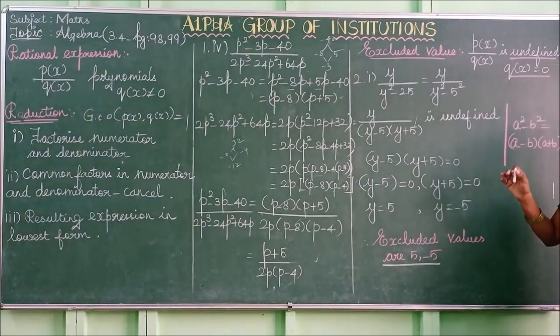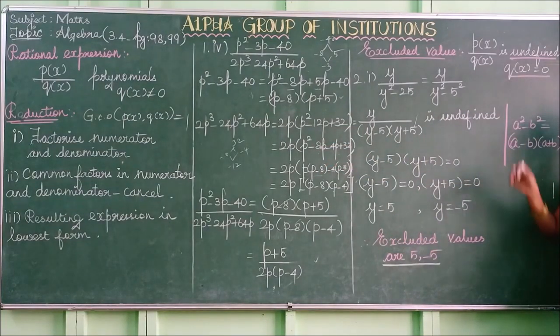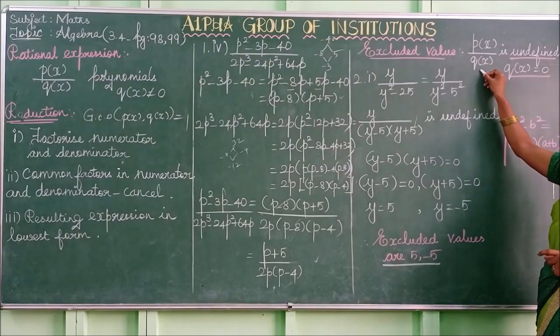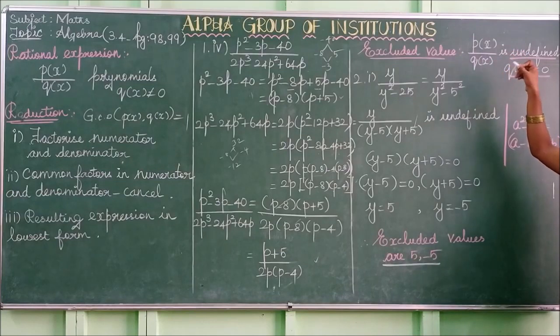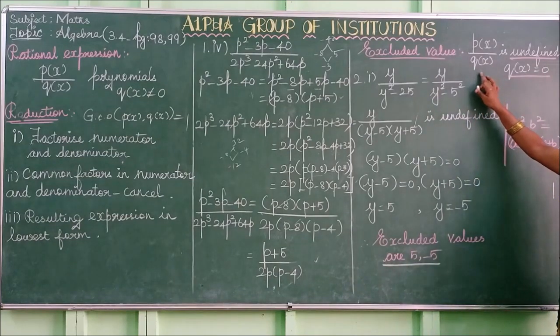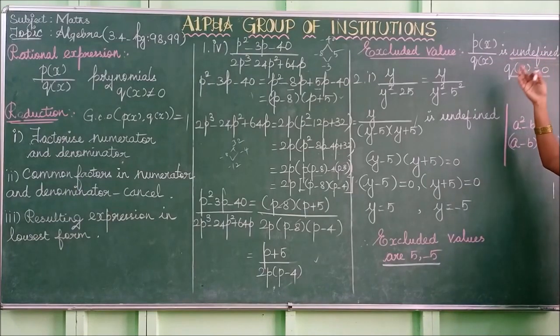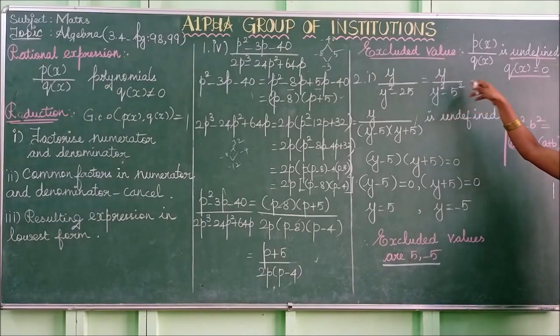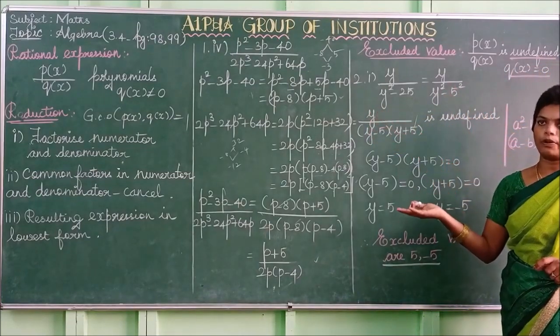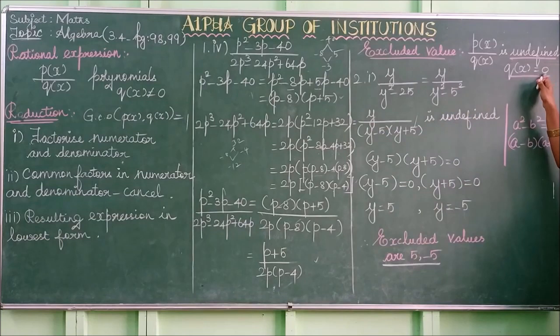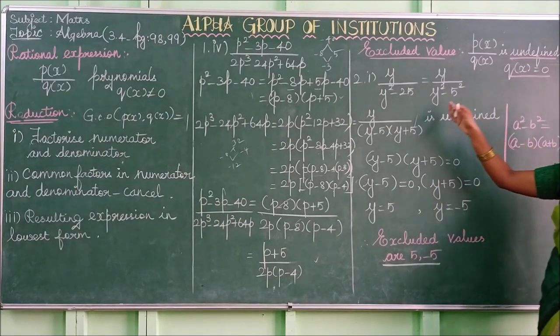For the excluded value, we take q of x equal to 0. If the denominator is 0, then numerator by denominator is called an undefined value. Any number divided by 0 is called what? Undefined. So you take that condition: p of x by q of x is undefined. When is it undefined? Only because q of x is 0. If it is not 0, there is no problem. If it is 0, it is called undefined.